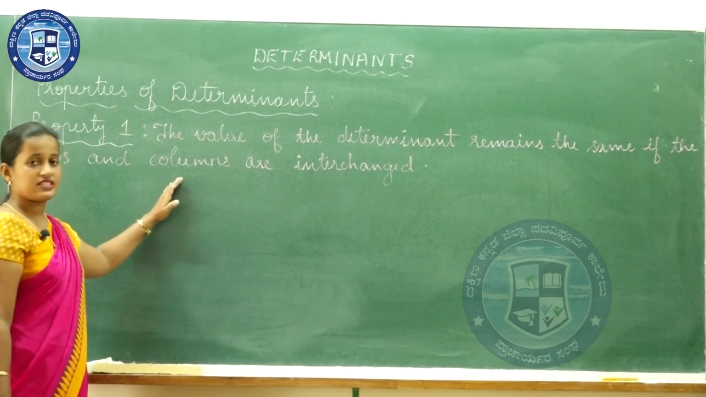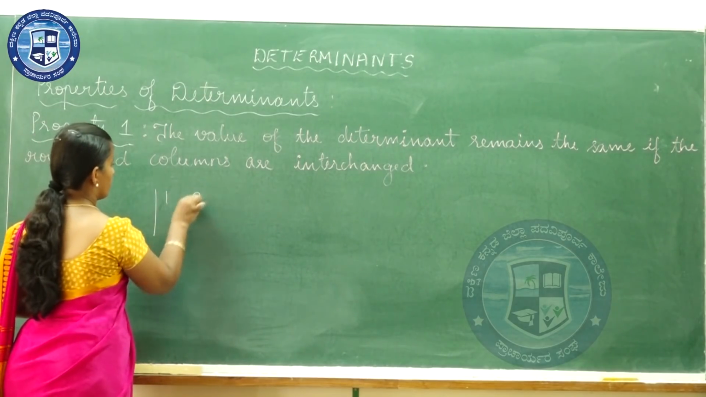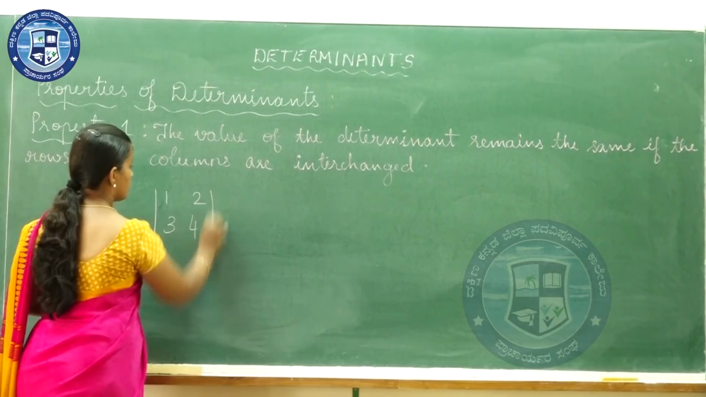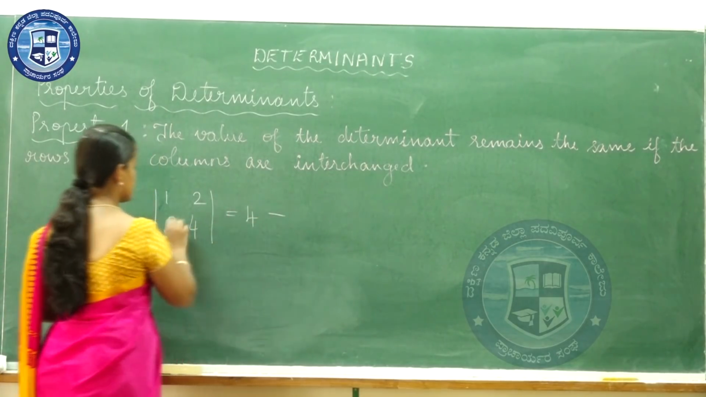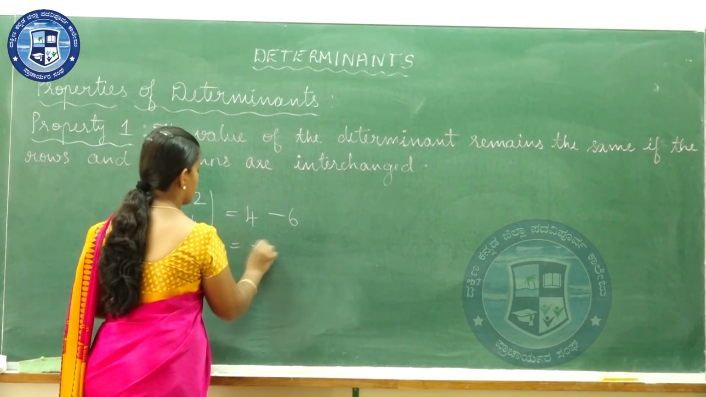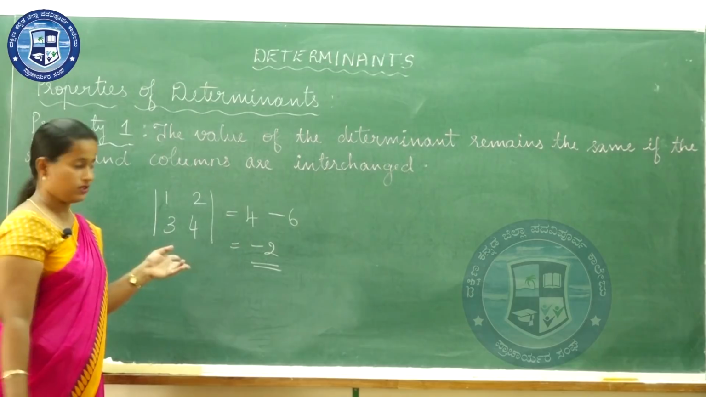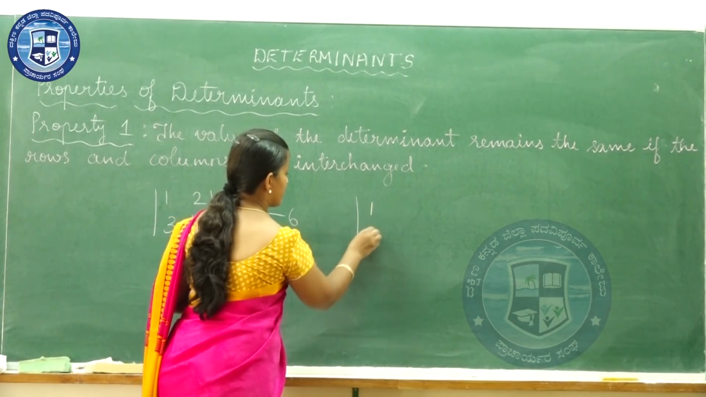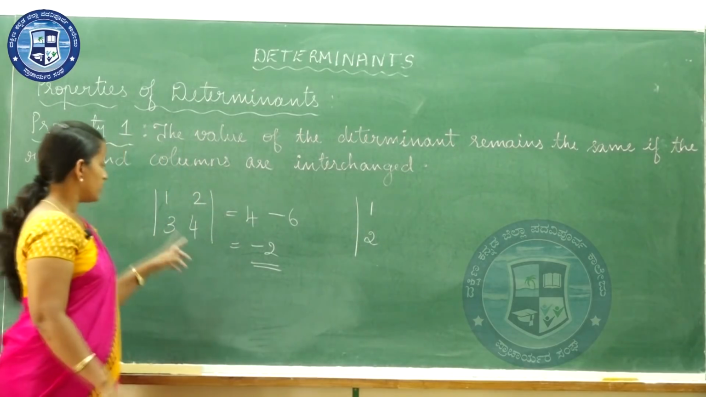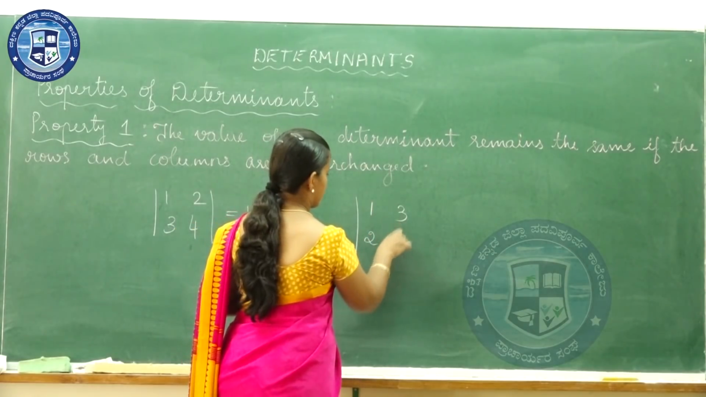Let us verify this first with an example. So I will consider the determinant 1, 2, 3, 4. So what is the value of the determinant? 4 minus 6, that is minus 2. Now I will interchange the rows and columns. 1, 2 was the first row. Now I will make it the first column. 3, 4 was the second row. I will write it as the second column.